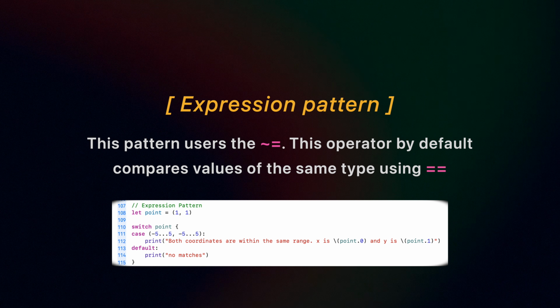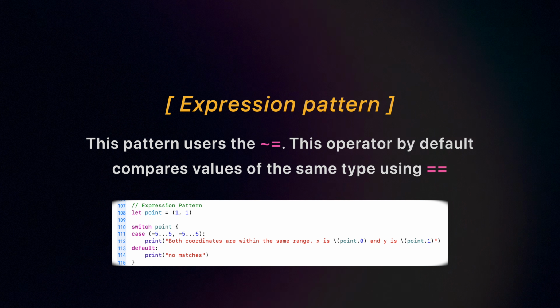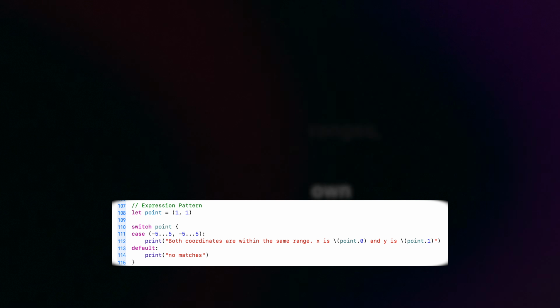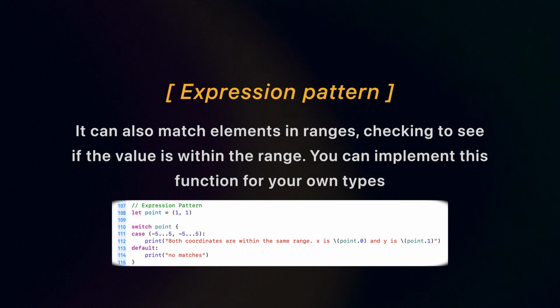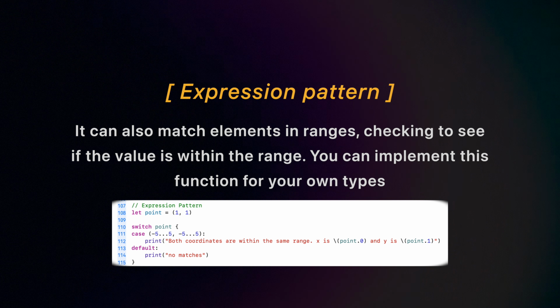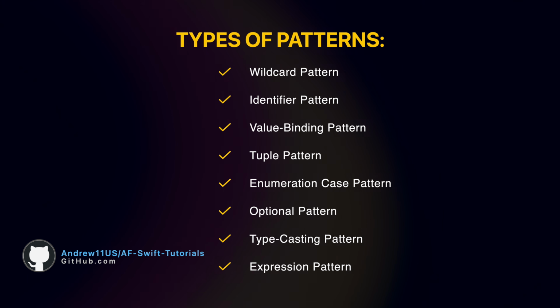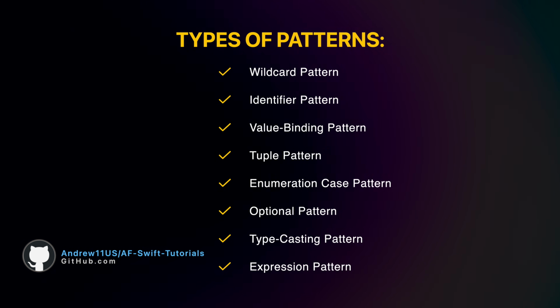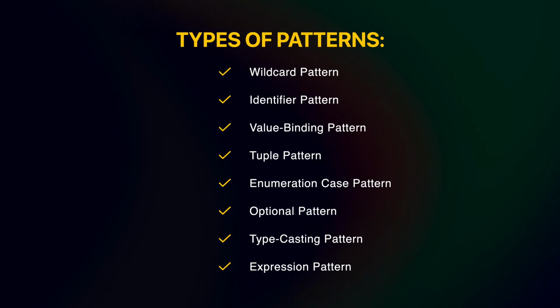This operator by default compares the values of the same type using the double equal operator. It can also match elements in ranges, checking to see if the value is within the range. You can implement this function for your own types. Pattern matching is a really powerful and interesting feature. It can help you write cleaner code and there's many ways to do it.